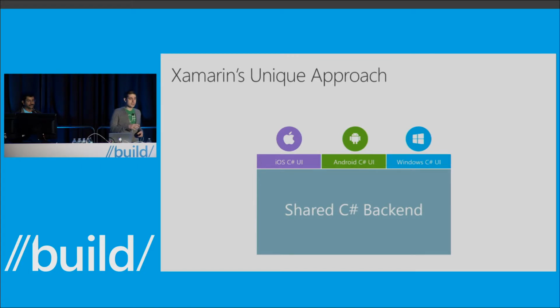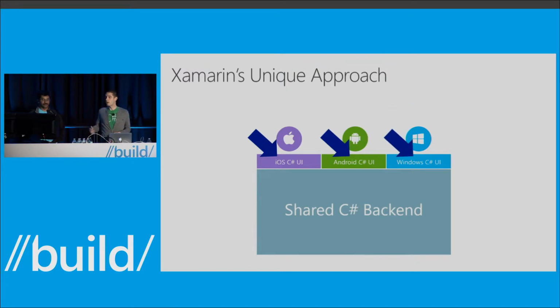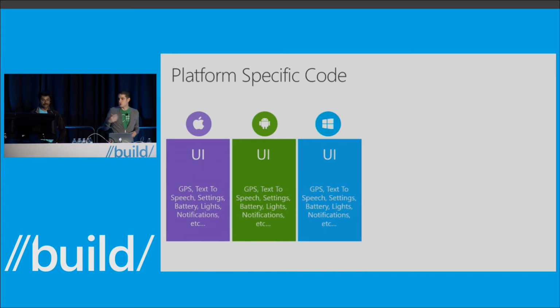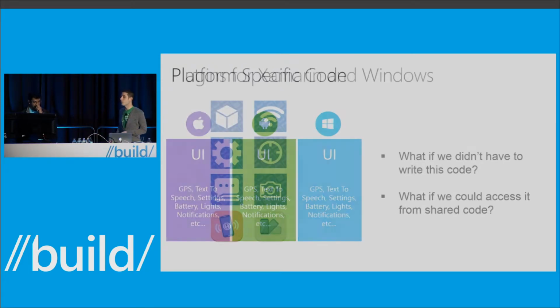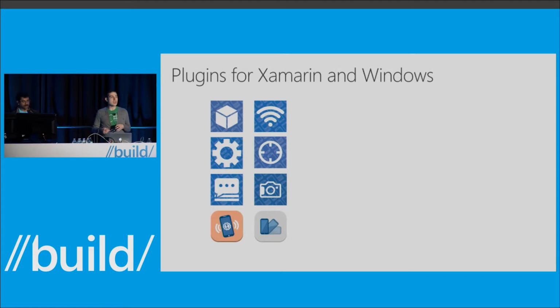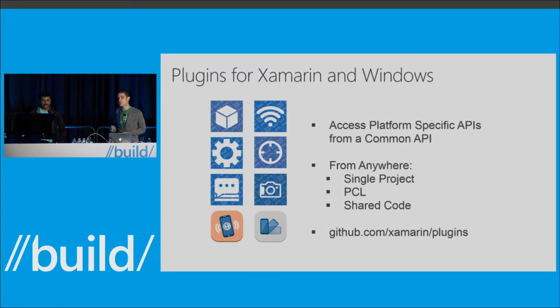So what's really interesting about how Xamarin works is that we have that shared C# backend, but we also have all this junk up here. That's why I like to call this junk. What is this junk? We say it's UI, but at the same time, it's a lot of other things, such as GPS, text-to-speech, settings, anything that's platform-specific, whether it's on iOS, Android, or Windows. So wouldn't it be great if I could write less of this code and had a common API to access? So we have a concept of plugins for Xamarin and Windows. This is taking all of that platform-specific implementation of GPS, accelerometers, taking photos, text-to-speech, push notifications, and giving you a single API to access from shared code.